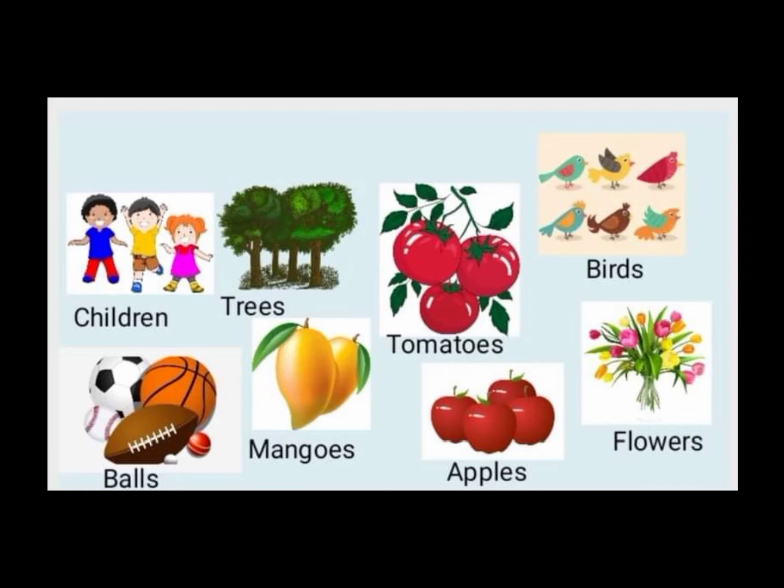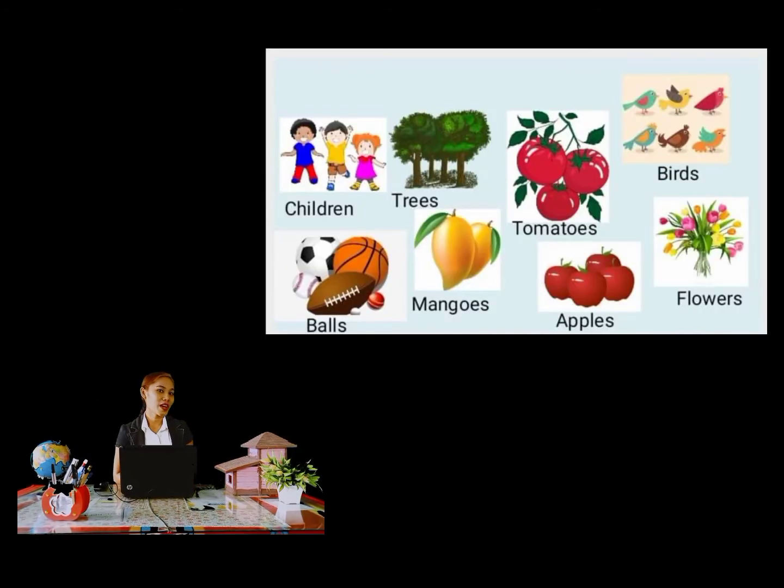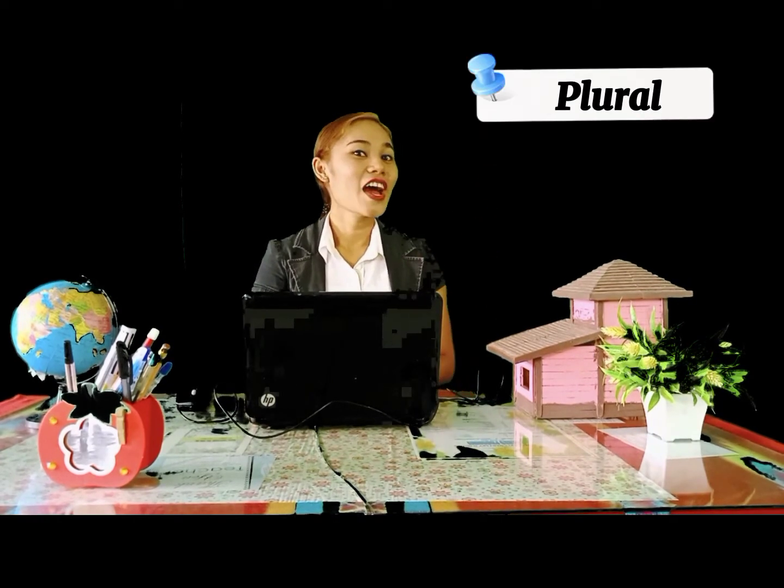Now I want you to observe the second picture. Who can describe the second picture? Yes, it's a picture of children, trees, tomatoes, birds, balls, mangoes, apples, and flowers. Now, are these words singular or plural? Did you say plural? Accurately, it is plural. Now why do you say so? Alright, let us transform the singular nouns into plural.